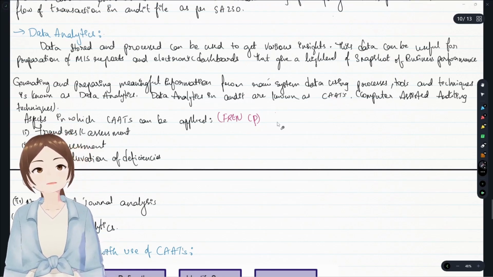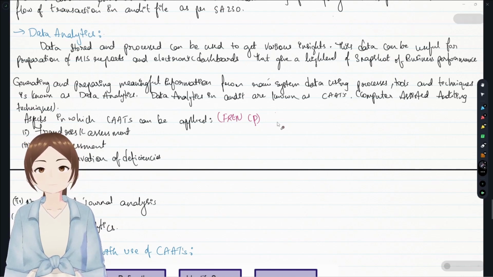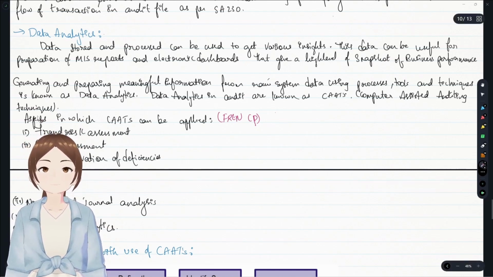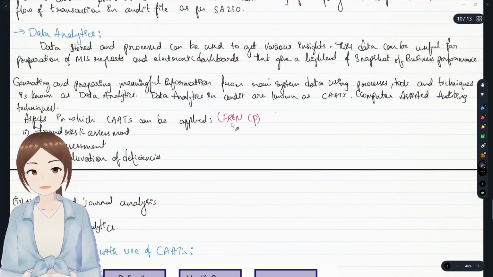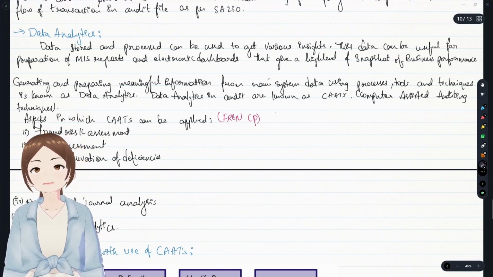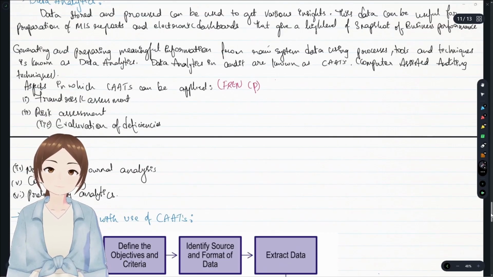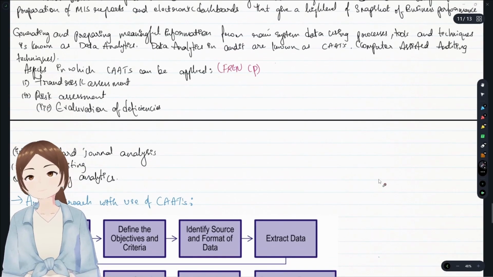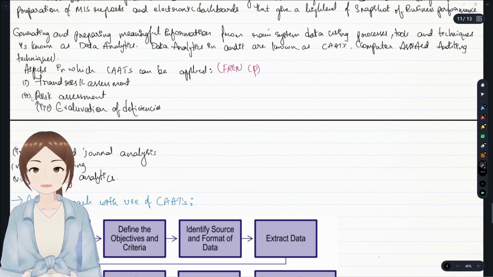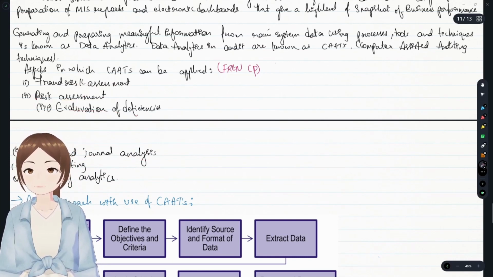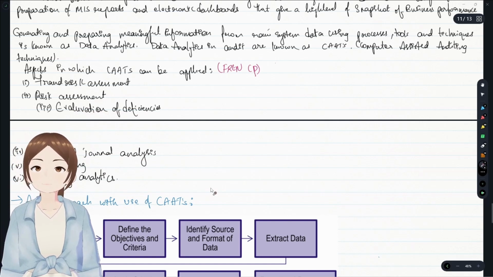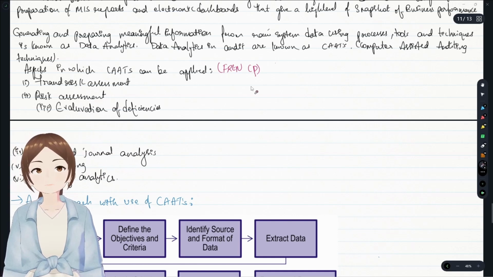What are the components, and what are the areas where CAT could be used? Fraud risk assessment, evaluation of deficiencies, non-standard journal entries, control testing, and preliminary analytics. This could be a direct question. You have to memorize it the way it is.